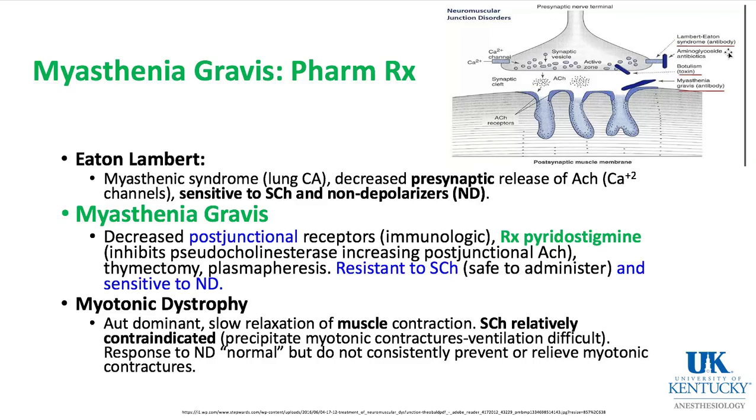The response to non-depolarizers tends to be normal, however, and if someone had contractures all over their body from a myotonic dystrophy episode, realize that the disease is in the muscle, and therefore administering rocuronium will not relax those muscles because the disease is not of the neuromuscular junction like it is in myasthenia gravis.